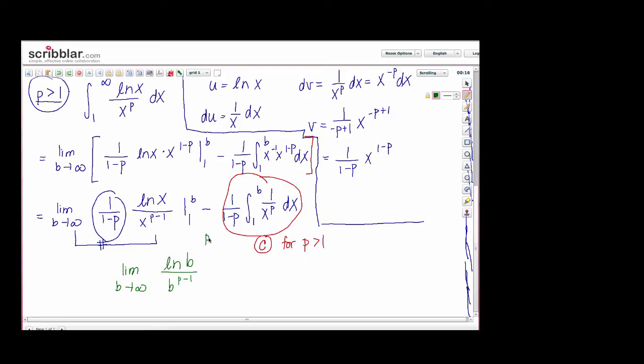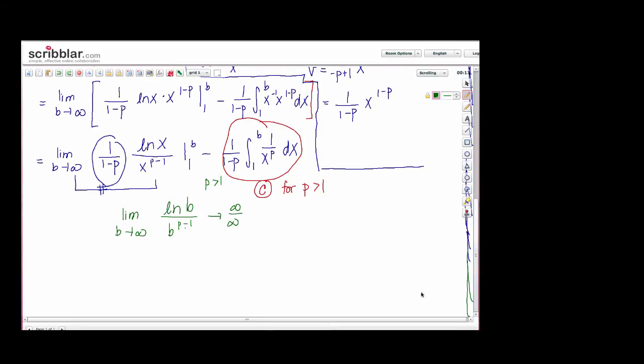Now remember again, we're in the case where p is bigger than 1, which means this is a positive exponent in the bottom, which means as b goes to infinity, this expression is going to infinity over infinity. To figure out what this is equal to, we can use L'Hopital's rule. So L'Hopital's rule tells us that we're going to get the limit as b goes to infinity of 1 over b, since the derivative of natural log b is 1 over b, and then the derivative of b to the p minus 1 is p minus 1 times b to the p minus 2.